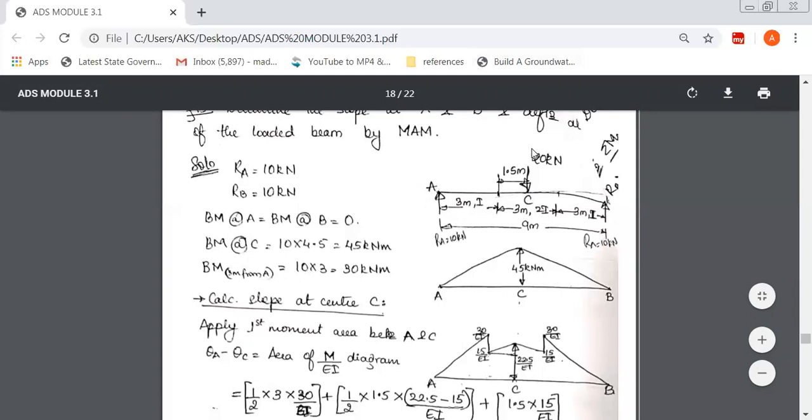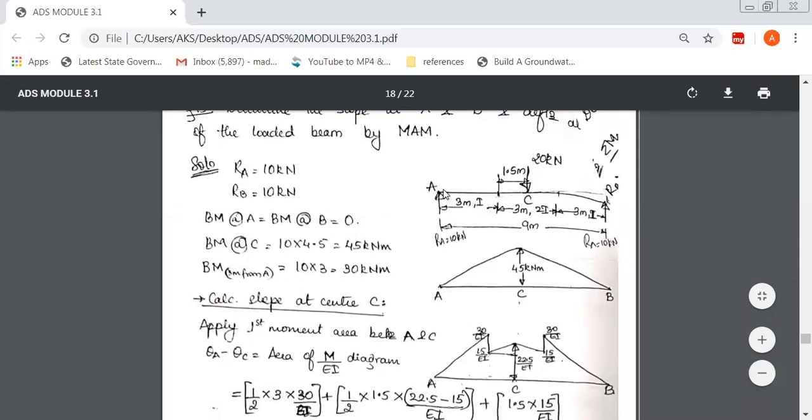Now see here, this is 20 kilonewton acting downward. So the upward force is equally distributed. It is 10 upward here, and this is also 10 upward. Okay, so now it is balanced. So the reaction at A is 10, and at B it is also 10.